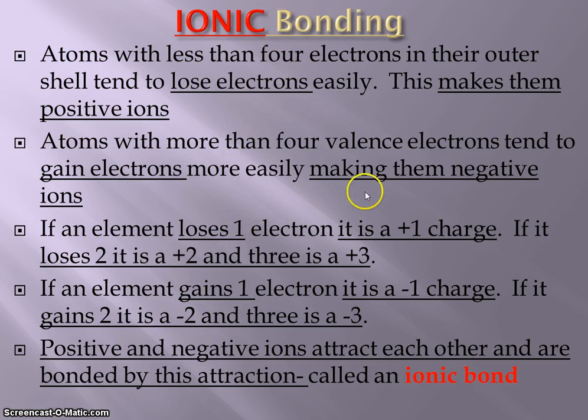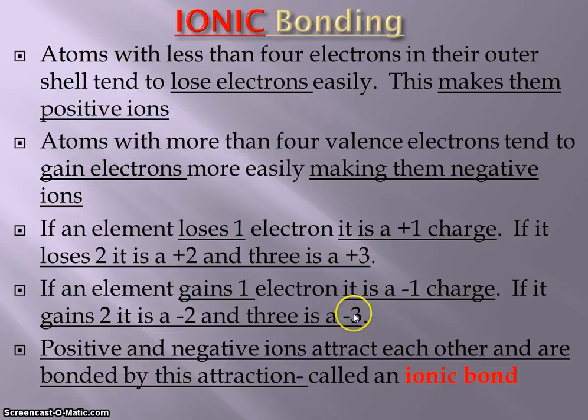If I lose 1, then I have a positive 1 charge. If I lose 2, I have a positive 2 charge. If I lose 3, I have a positive 3 charge. Okay? If I gain 1, I have a negative 1 charge. If I gain 2, I have a negative 2 charge.